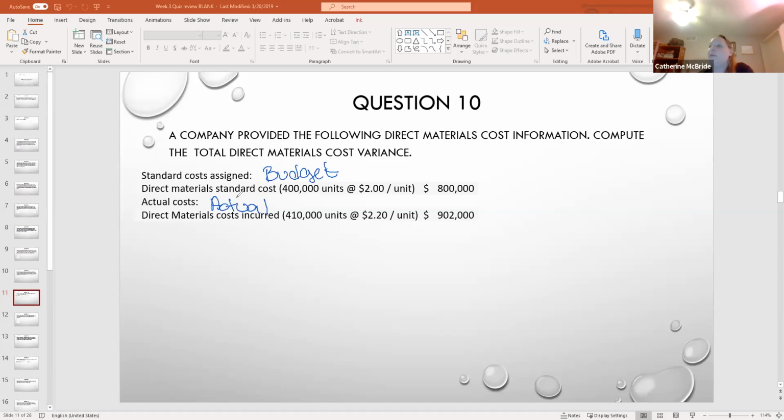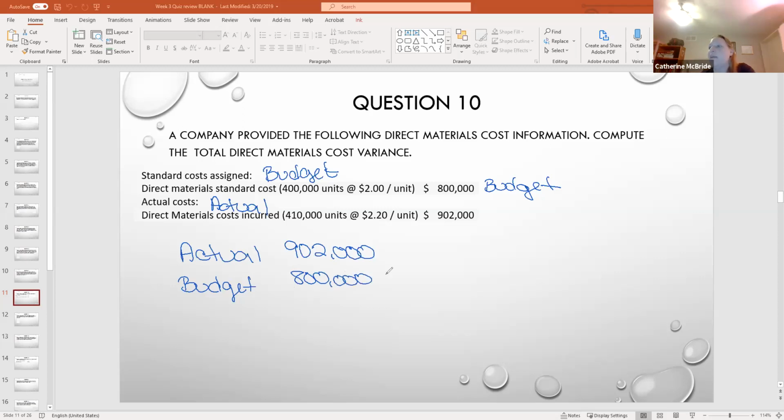So we know that the direct materials cost us $800,000. This was our budget amount. We actually spent $902,000. So our actual, they give us our numbers, is $902,000. And we planned in our budget for it to be 800,000. So the variance is 102,000, but we're not done until we say whether it's favorable or unfavorable. So is it favorable or unfavorable?